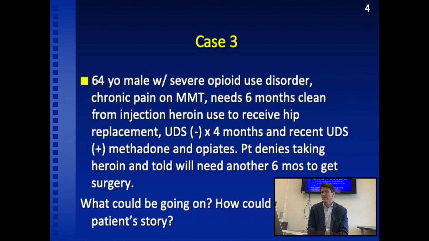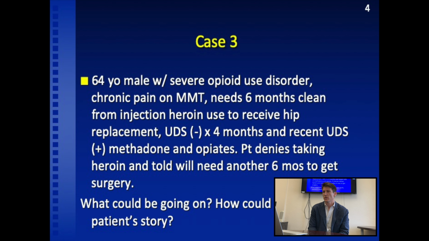Here's another case that I've seen here at the VA. A 65-year-old male with severe opioid use disorder with chronic pain who's on methadone, who needs a hip replacement and is an injection heroin user, and is told by orthopedics that he needs 6 months of no substance use before he can get this hip replacement.